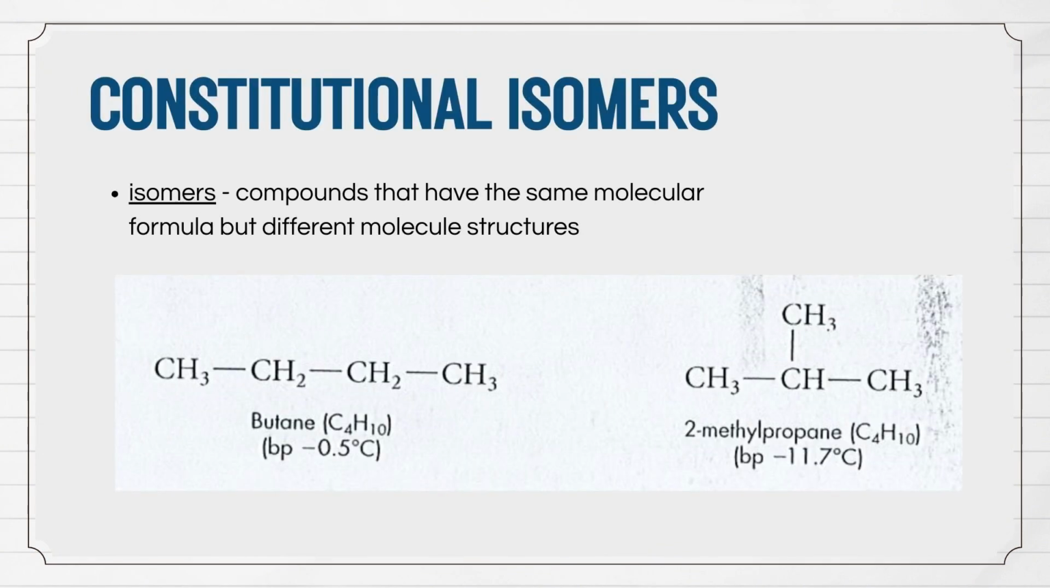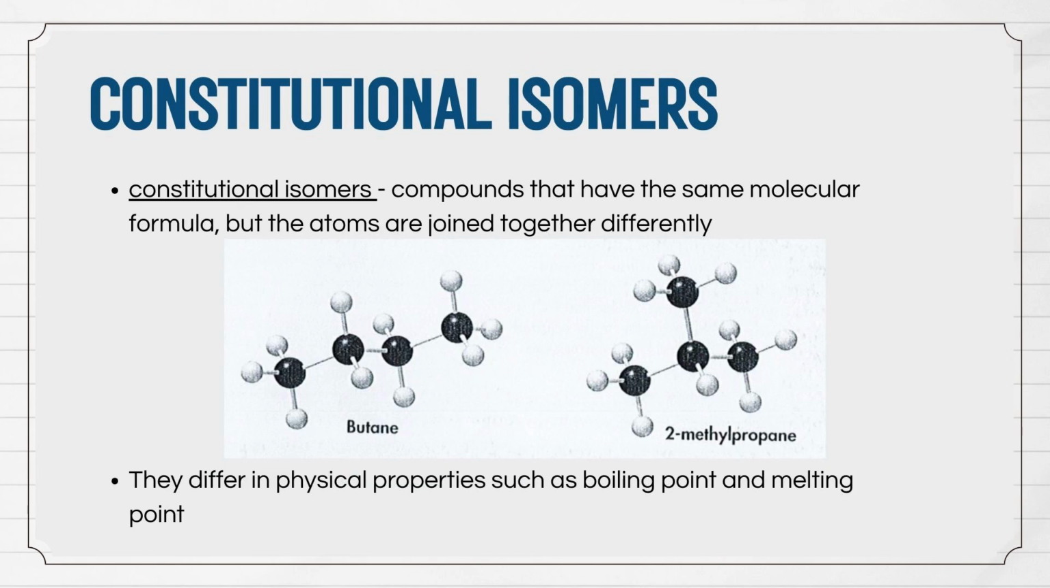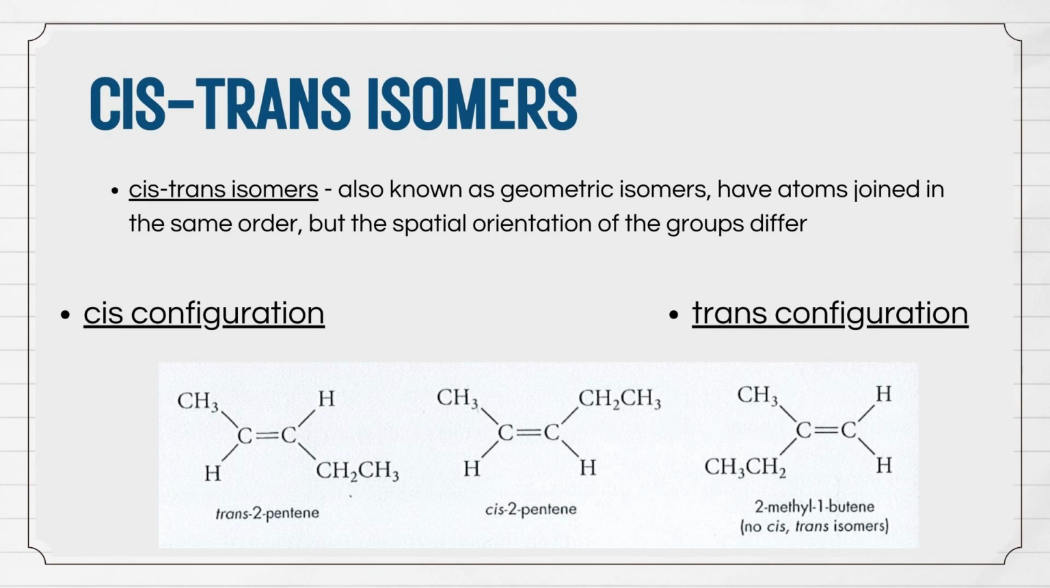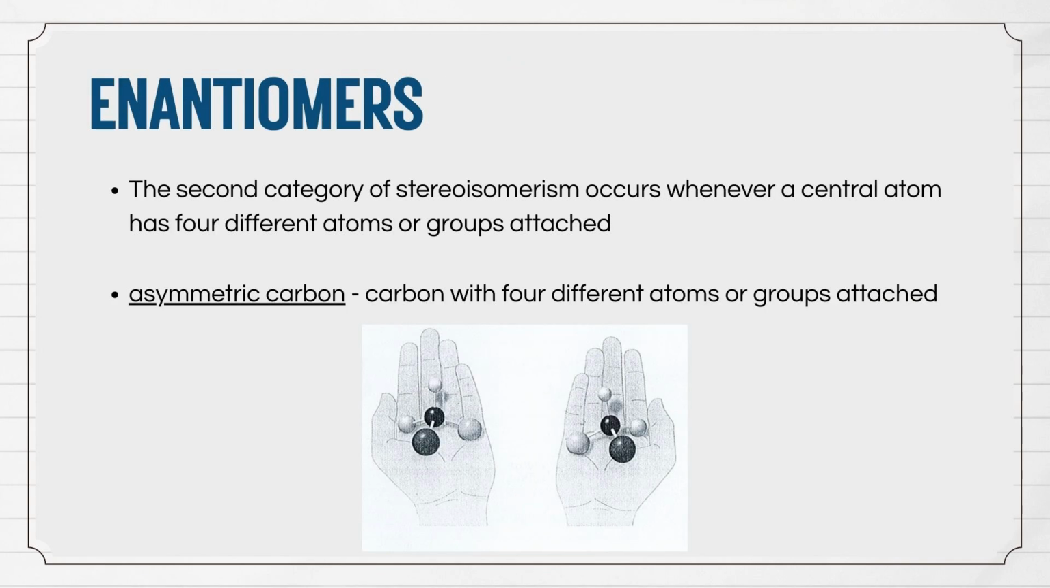So to sum it up, isomers have the same molecular formula but different structures. Constitutional isomers differ in the order in which atoms are bonded. Stereoisomers have the same bonding order but differ in spatial arrangement. Cis-trans isomers result from limited rotation around double bonds. Enantiomers are mirror image molecules around an asymmetric carbon.